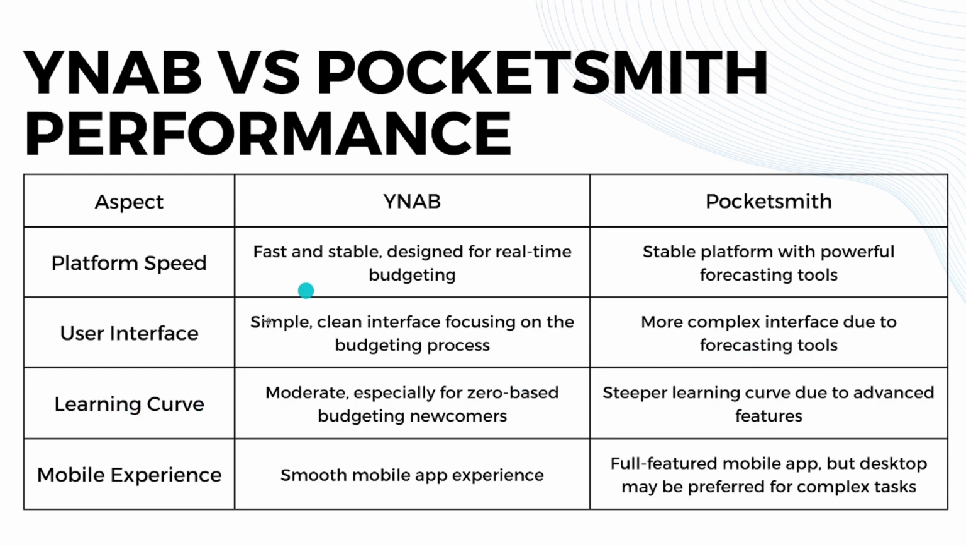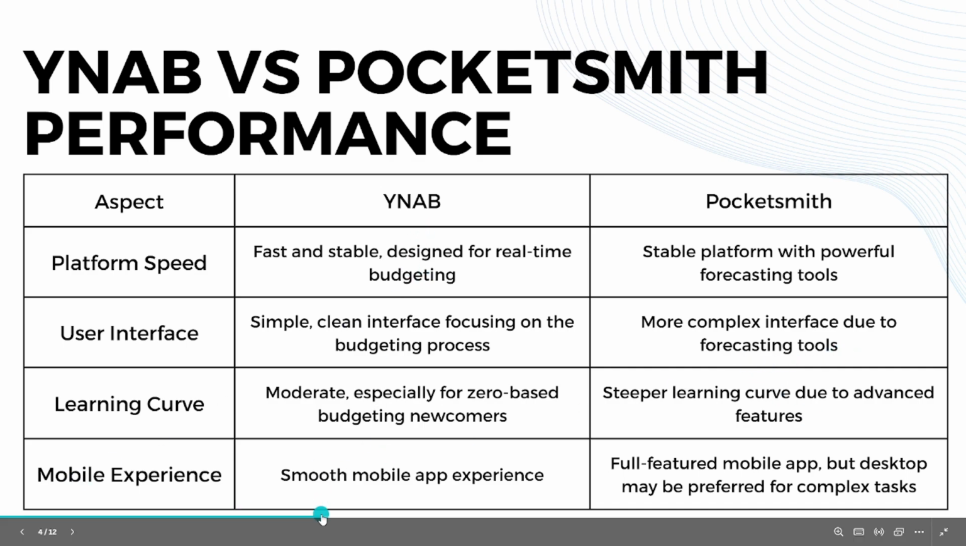And for the learning curve, YNAB is moderate, especially for zero-based budgeting newcomers, while Pocketsmith has a steeper learning curve due to advanced features, which is the forecasting tools. And for the mobile experience, YNAB is very smooth on the mobile app, while Pocketsmith, yes, they offer a full-featured mobile app, but desktop may be preferred for complex tasks because they have more complex features. So desktop is the more preferred device. So that's it for the performance comparison.